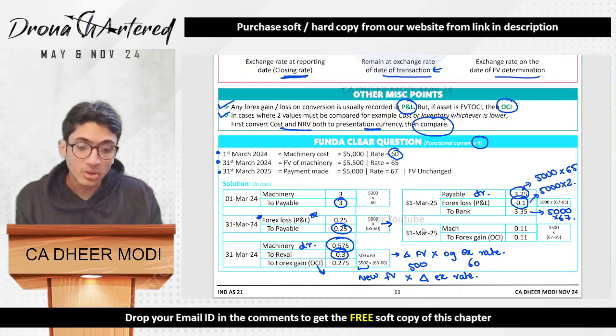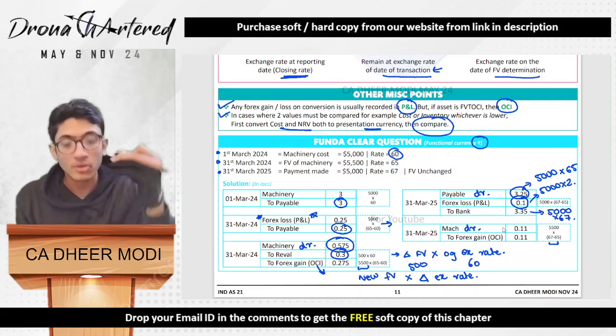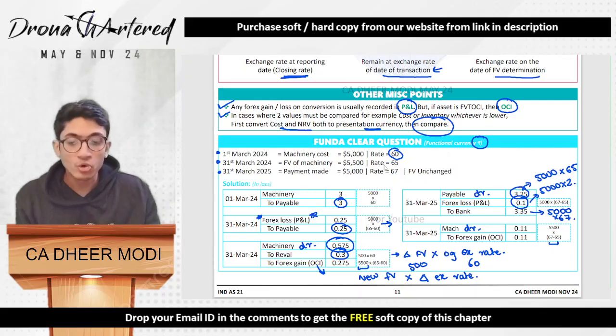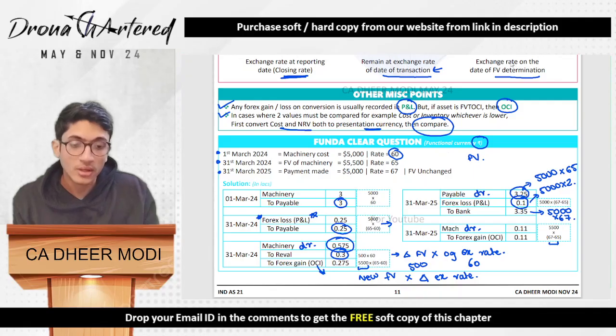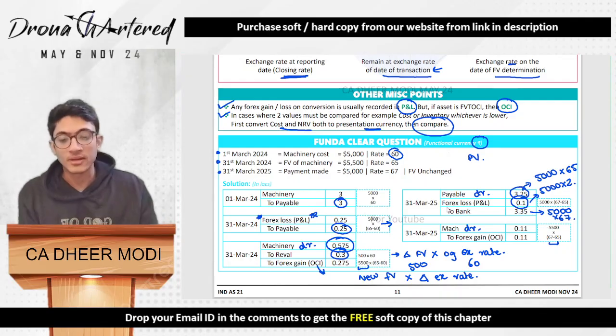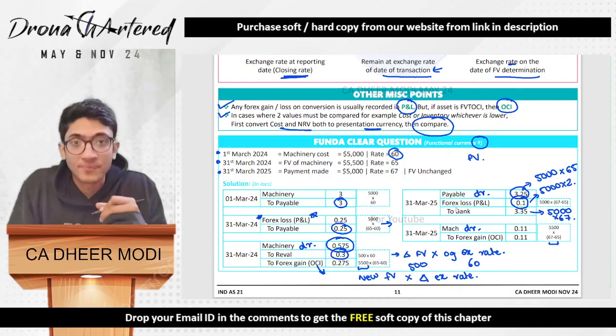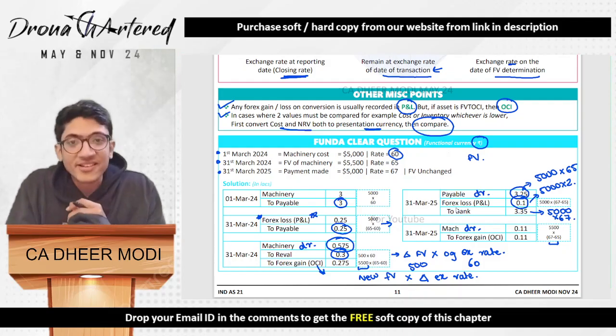And last comes your 31st March 25, that is machinery to foreign exchange gain. That is 5,500 into your 2 rupees difference, 67 and 65. So machinery is debited. Machine is again brought to increased value by 2 rupees because now the rate is 67. And as we are following the fair value method, therefore your exchange rate is on the date of fair value determination. So therefore we have increased the value by 2 rupees again, machinery to foreign exchange gain. And with this we are done with this chapter. I hope this question is very clear with you, and I will see you in the next chapter.